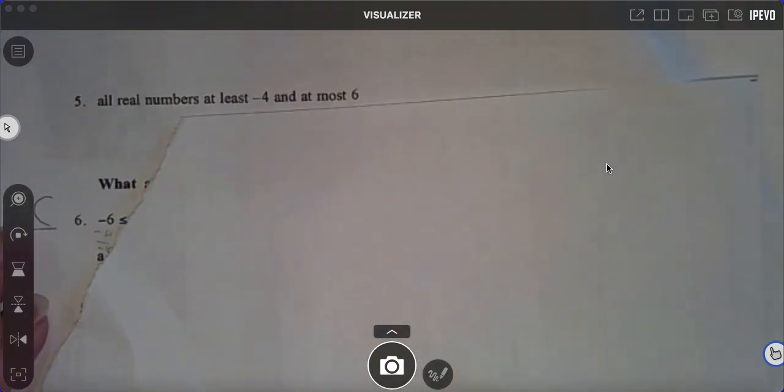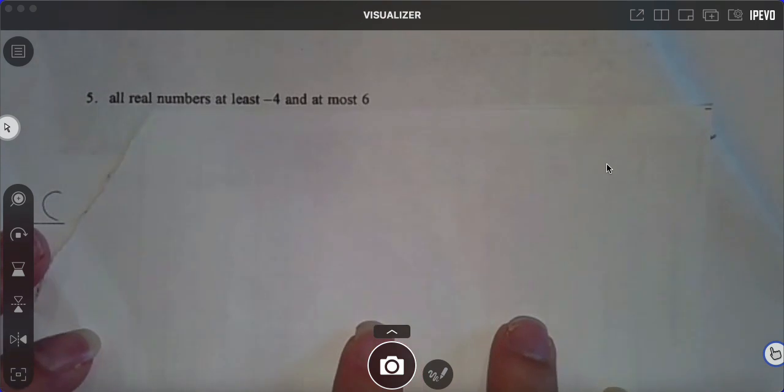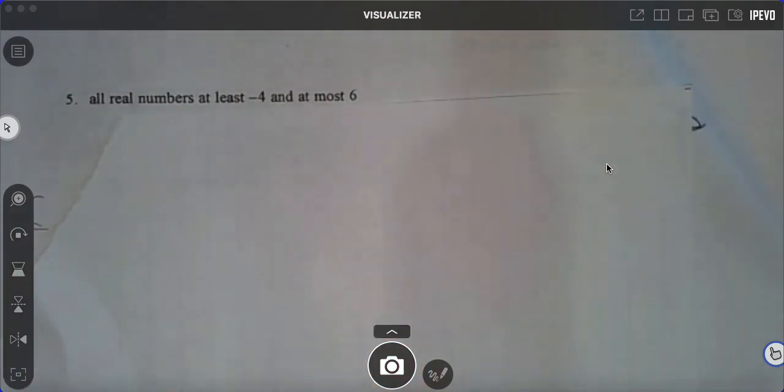Okay. All real numbers at least -4 and at most 6. So this one has the word and. That means I'm going to write it between. So I'm going to write x between what two numbers? So Mason, what's my smallest number? -4. So my -4 goes over here, and my biggest number is 6. So remember, when you've got and, you write it between them. When it's or, you use the word or.